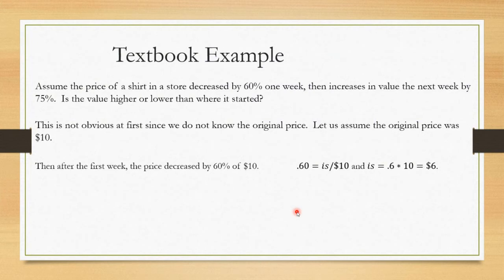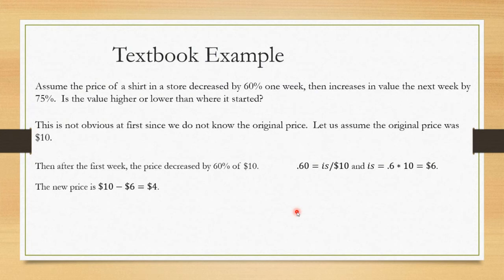So we have 0.6 times 10. That's what we're asking: what is 60% of 10? And that's $6. That's not the new price, though. That's how much it decreased by. The new price is $10 minus that, which is $4. So the new price is $10 minus $6, which is $4. So that's the new price.